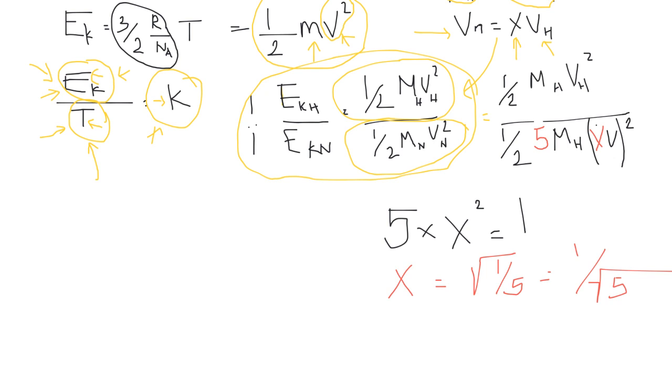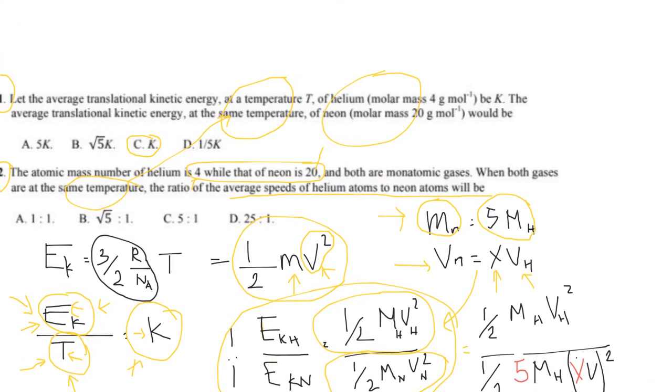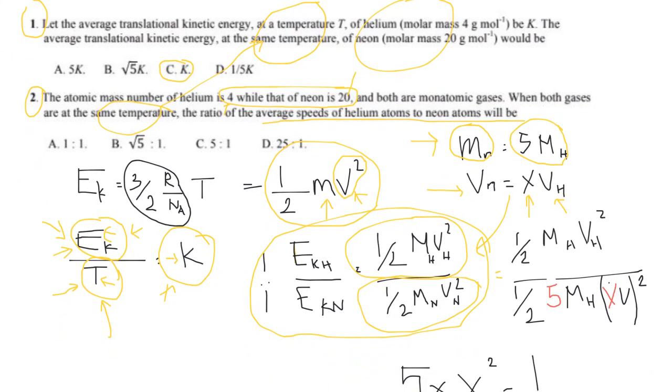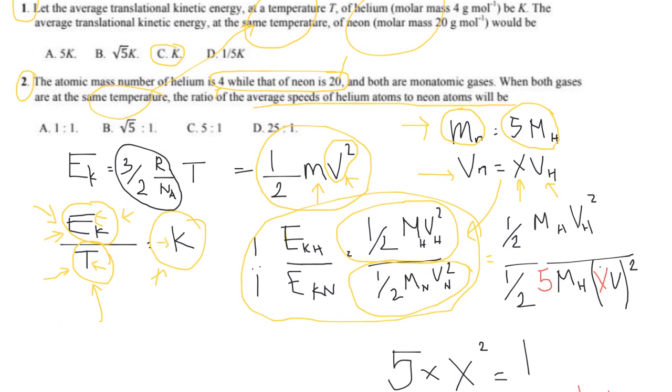So let's go back to the question, because we've done this a little bit more messily than we should have, because I've got everything in terms of the mass of neon, right? So basically, let's look at our answers. The atomic mass number of helium is 4, that of neon is 20. When both at the same temperature, the ratio of the average speed of helium to neon.